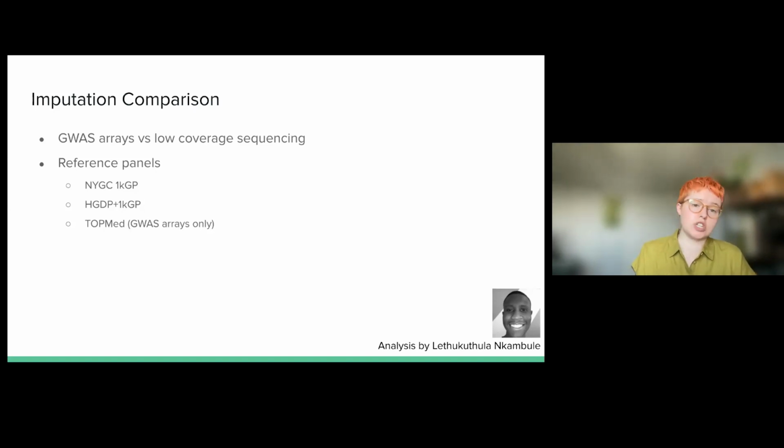So we compared different GWAS arrays versus low coverage sequencing using our HGDP 1000 Genomes data set and using the New York Genome Center 1000 Genomes reference panel, which is one of the most commonly used reference panels for imputation, as well as TopMed for the GWAS array comparison. This is the largest reference panel available, and again, commonly used.